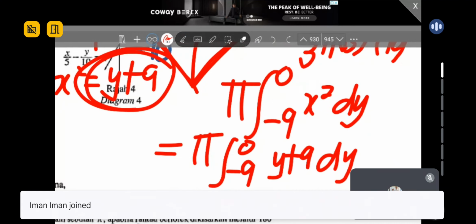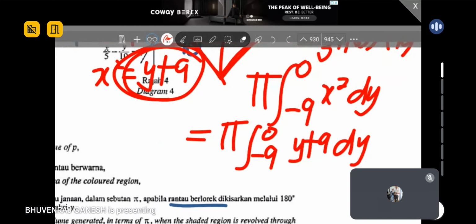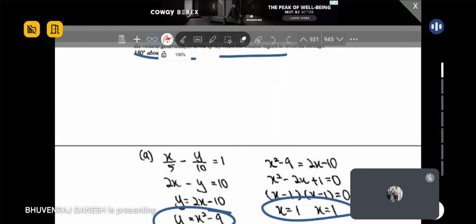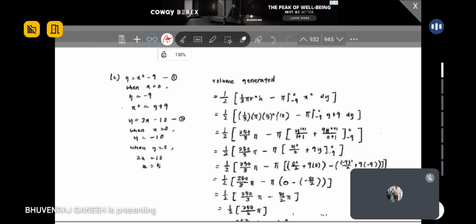Satu atau 2? So you just start your normal integration process. Buat pengamiran macam biasa saja. Then you will get the answer. Alright? So, yeah, this is your working step.